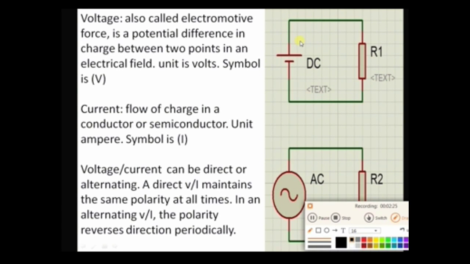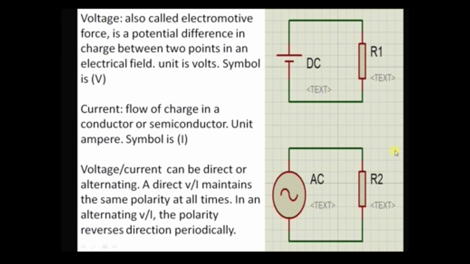If we consider these 2 points, this as positive and this as negative, then the potential energy difference between these 2 points means this point has some potential energy in it, and this point of the voltage source also has some potential energy in it. So the difference between these two potential energies is the voltage. This was the definition of voltage.